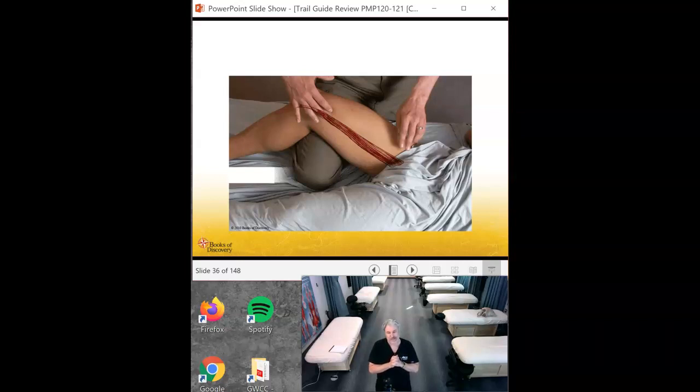Yeah, it's crazy. Anyway, pes, that will come up again, everybody. Pes anserinus. It's where the gracilis inserts, the sartorius, and the semitendinosus. Three different muscle groups kind of come together there, but they're all on the medial proximal shaft of the tibia. Well done. Thank you, ma'am. Thank you.